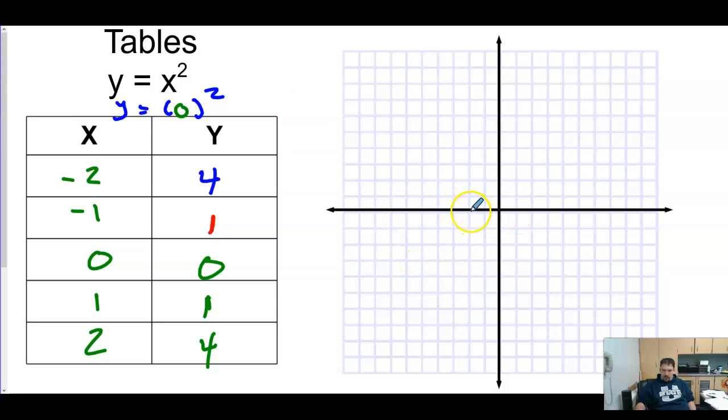So I'm just going to go left 2, up 4, put a point. Left 1, up 1, 0, 0, 1, 1, and 2, 4. And this one creates kind of like a parabola U shape. There we go. Okay, so it's just basically plugging in, finding coordinates of our graphs, and then graphing those points.